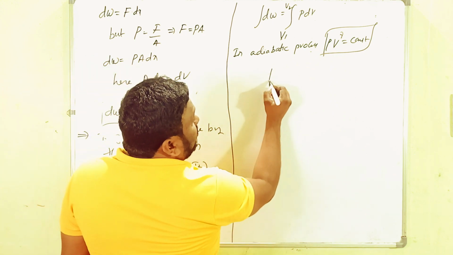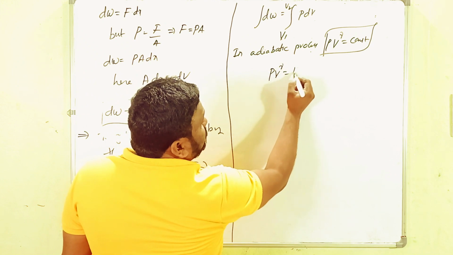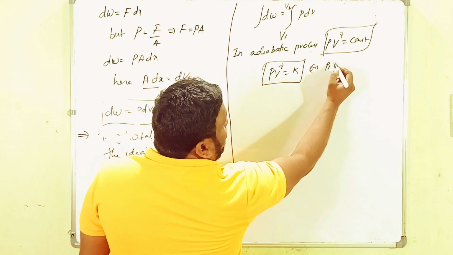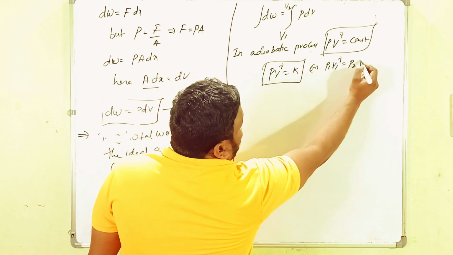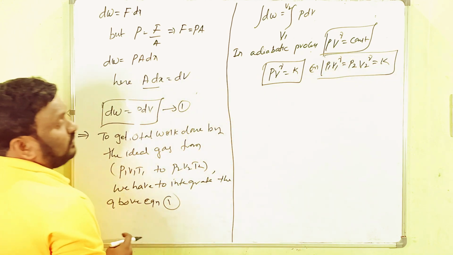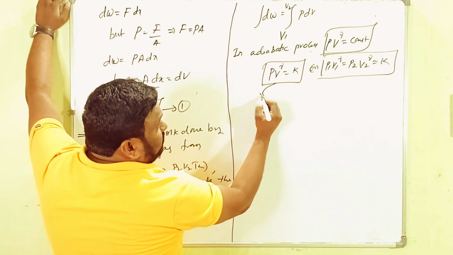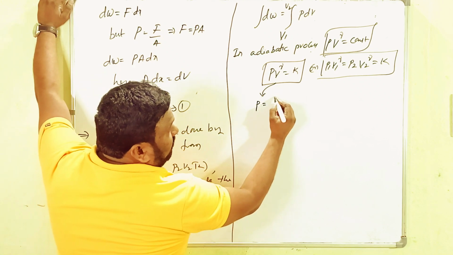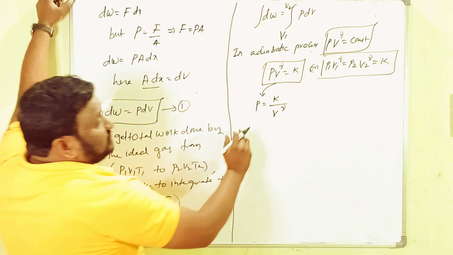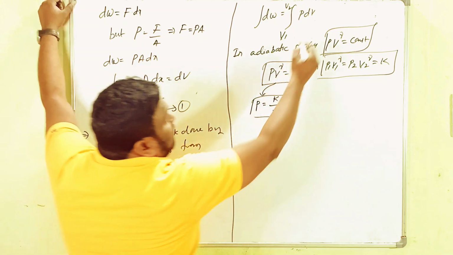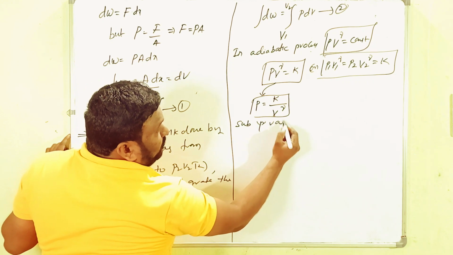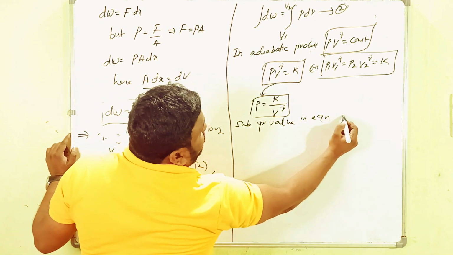That's simply PV to the power of gamma is equal to K. It is also written like this: P1 V1 to the power of gamma is equal to P2 V2 to the power of gamma is equal to K. Clear? So from this equation we can write P equals K by V to the power of gamma. So substitute this P value in equation number 2.